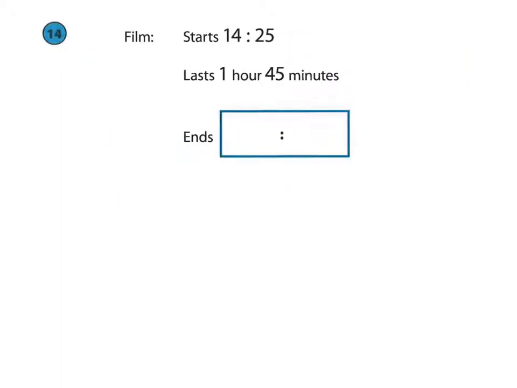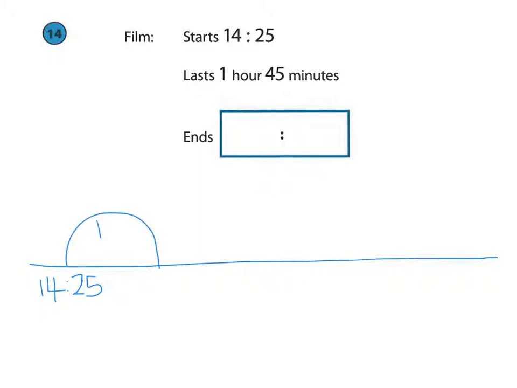Question 14. The film starts at 14:25. It lasts for 1 hour 45 minutes. What time does it end? If we draw a number line and we put 14:25 at the start, we're then going to jump along 1 hour 45 minutes to find out what time it ends. First jump I'm going to make is 1 hour. 14:25 plus 1 hour gives us 15:25. I'm then going to jump along the 45 minutes.